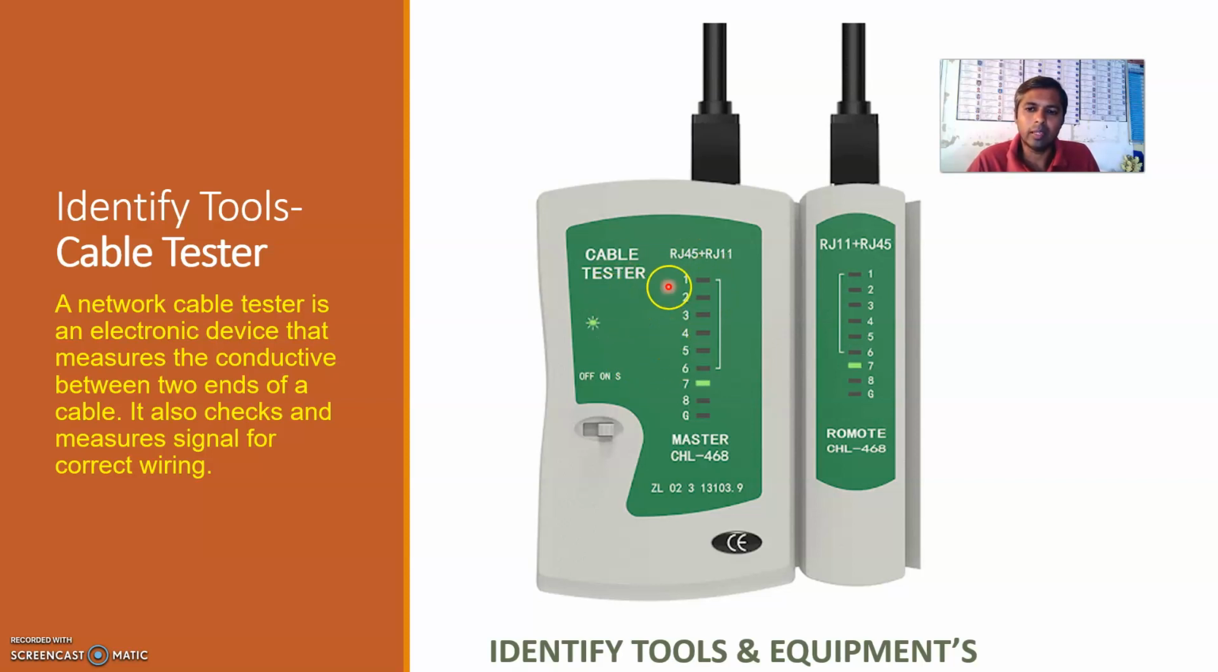This tool is used to check a crossover cable or straight through cable. One end connects to the master part, and the other end connects to the remote part. When we switch on this device, the bulbs indicate. Our UTP cable has 8 conductors. These 8 conductors must be correctly connected to the RJ45 connector. This indicates the sequence 1 to 1, 2 to 2, etc.